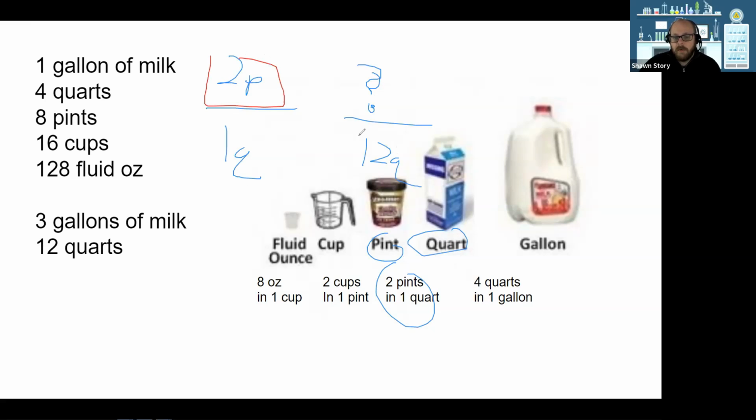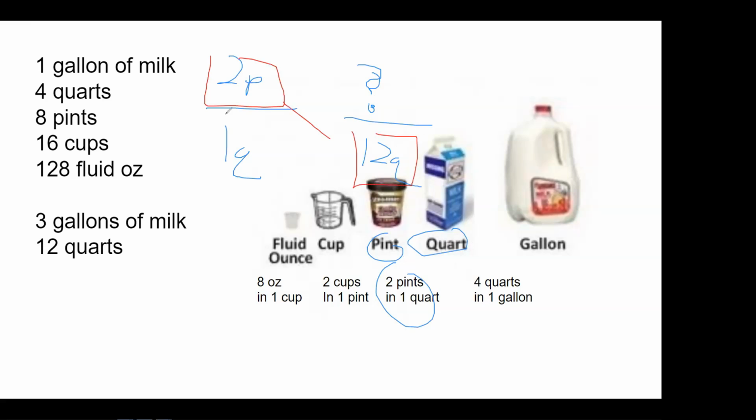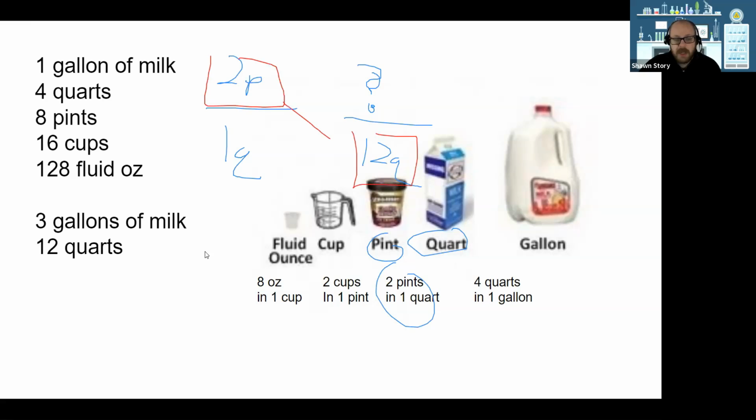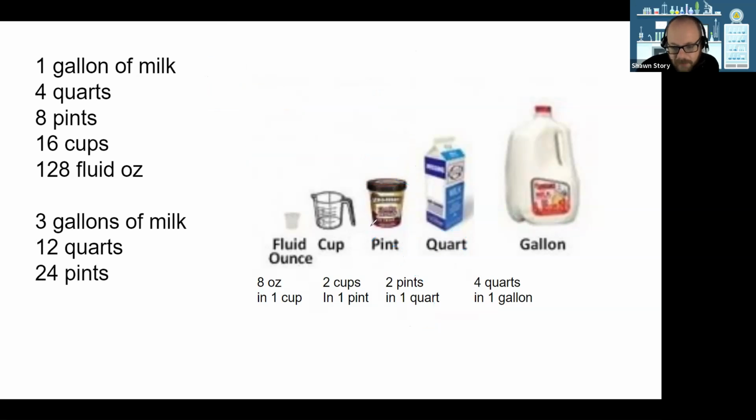I'm going to cross multiply. What do we got? 24. 2 times 12 is 24. All right, we got 24 pints. How many cups is 24 pints?